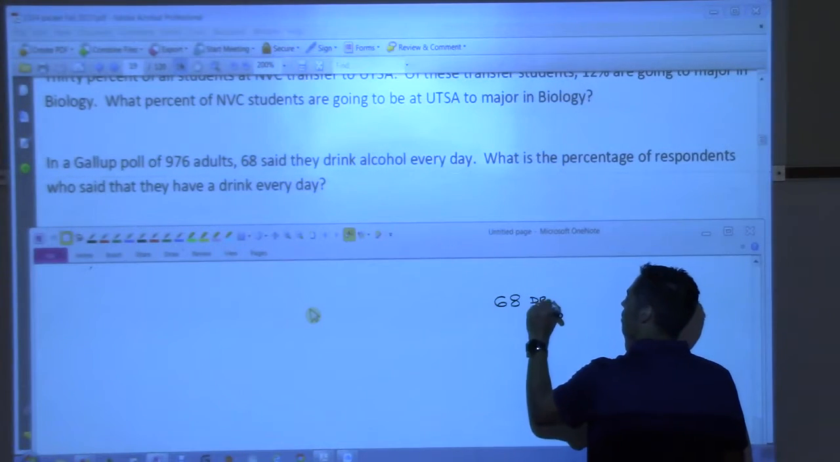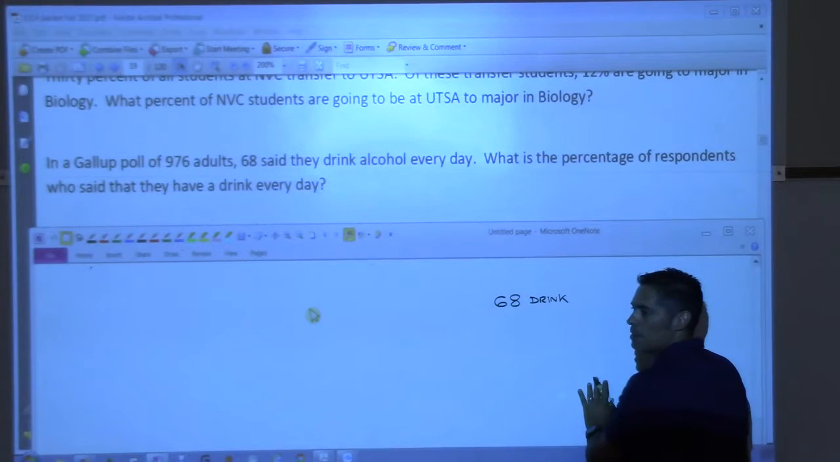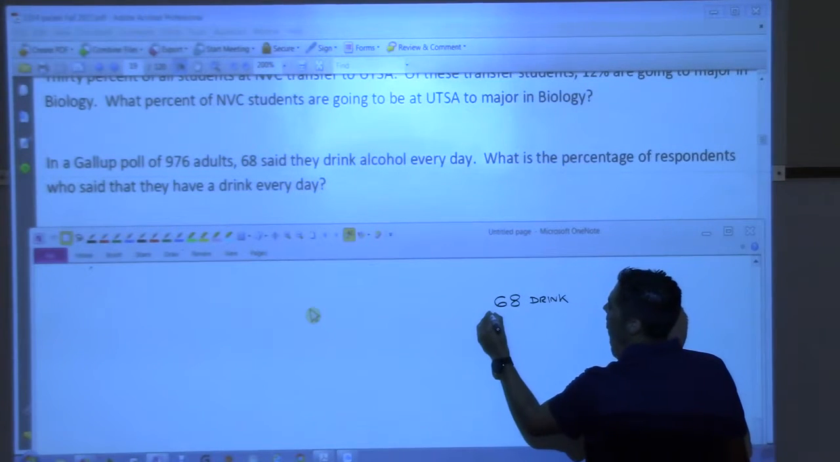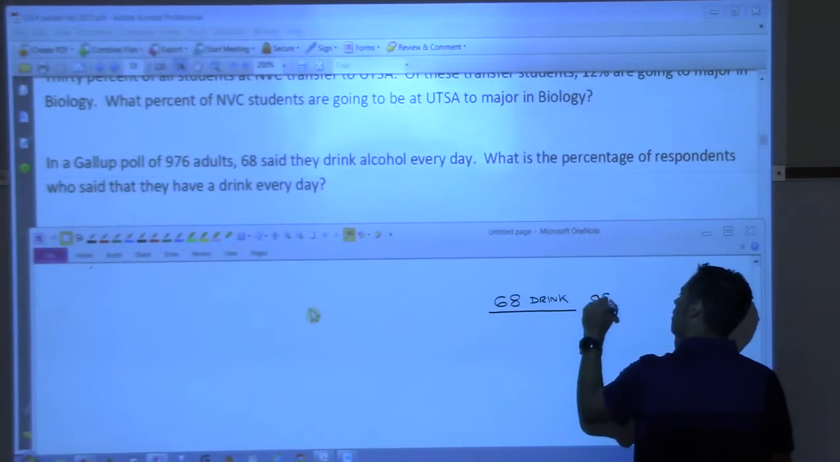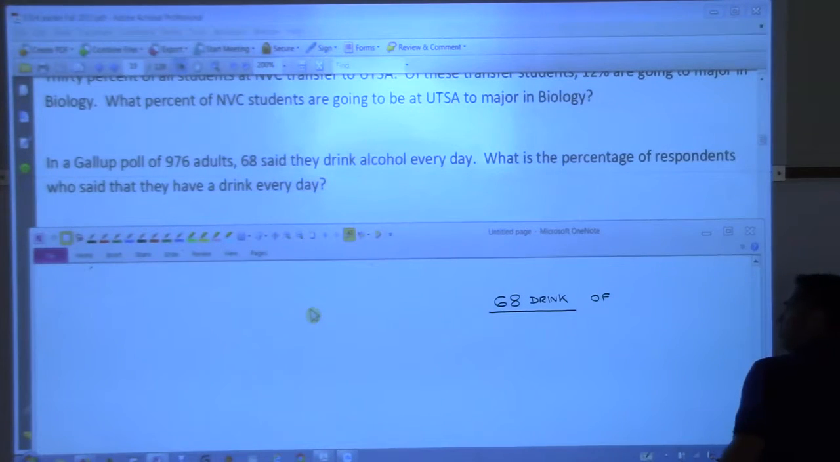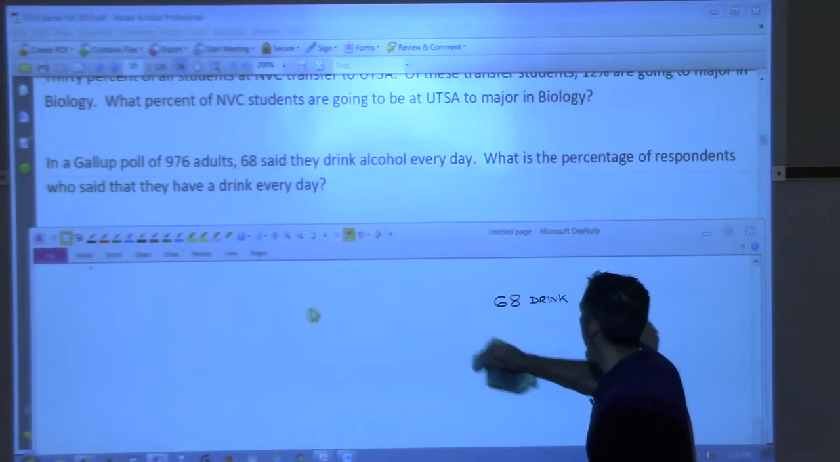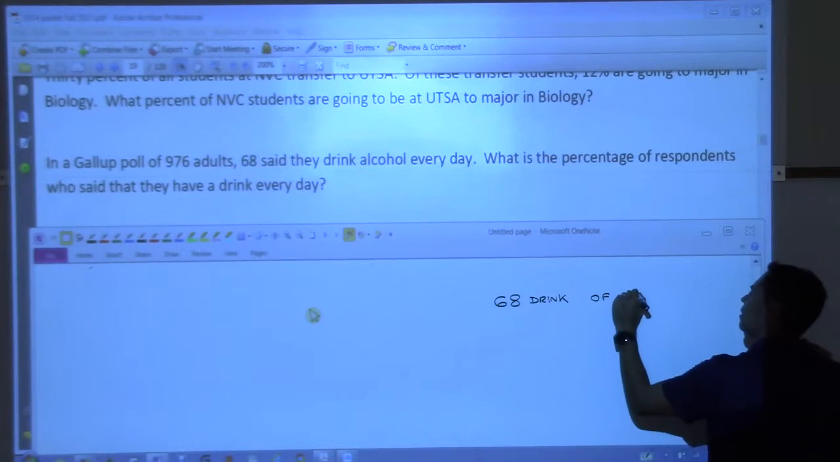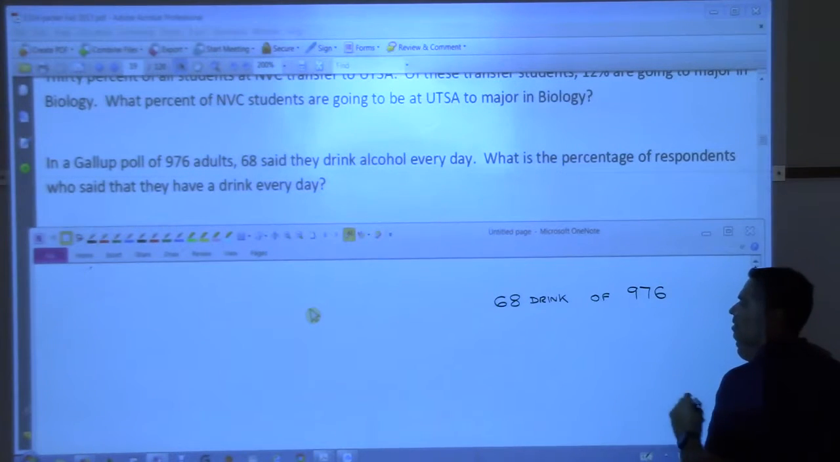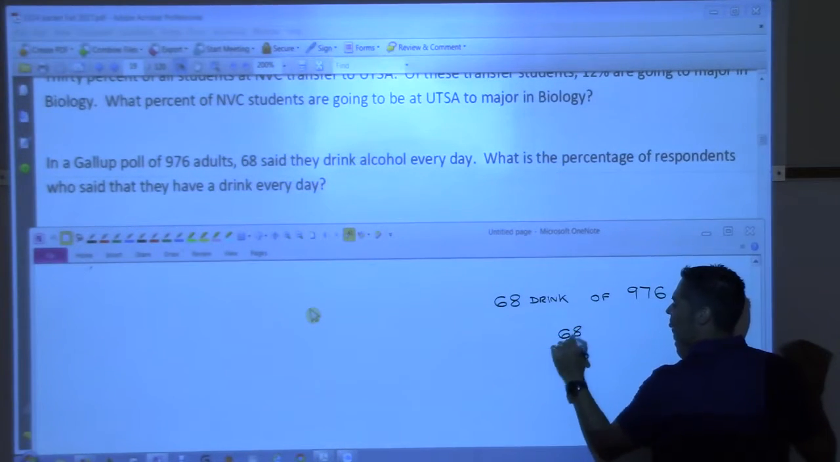These say they drink, right? Every day. And that's out of how many? Well, let's say of, right? Of 68 people drink, of how many people? 976. So that really turns into 68 out of 976, this fraction.